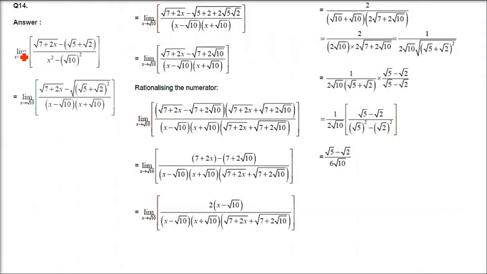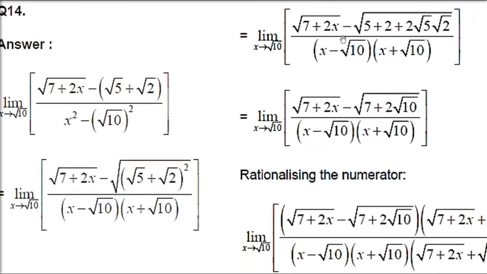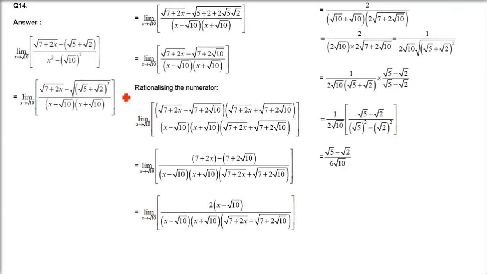Question number 14 it is. So we have limit x tends to under root 10 of under root 7 plus 2x minus under root 5 plus under root 2, by x square minus 10, whole square. So you can take them as a minus b and multiply by a plus b, as in the previous discussion. But here it's not the case. We have to think in a different way.